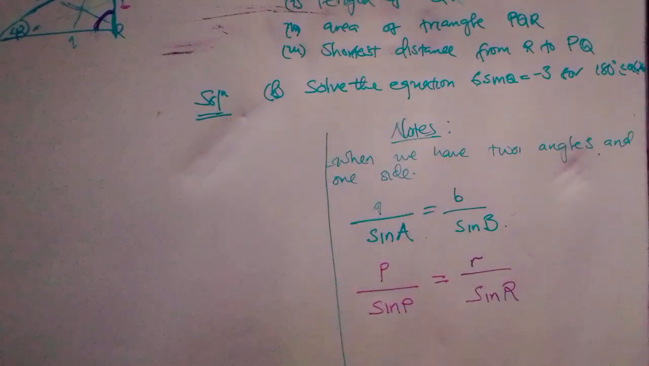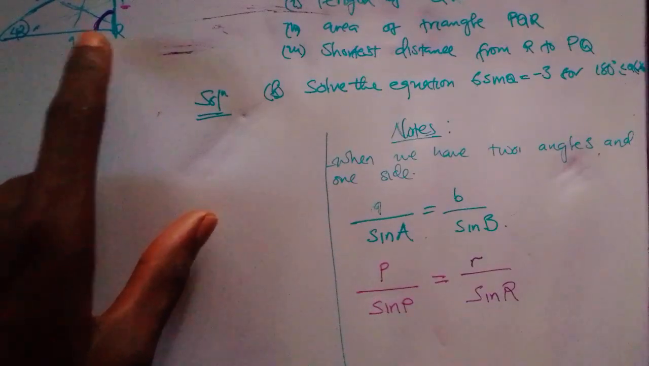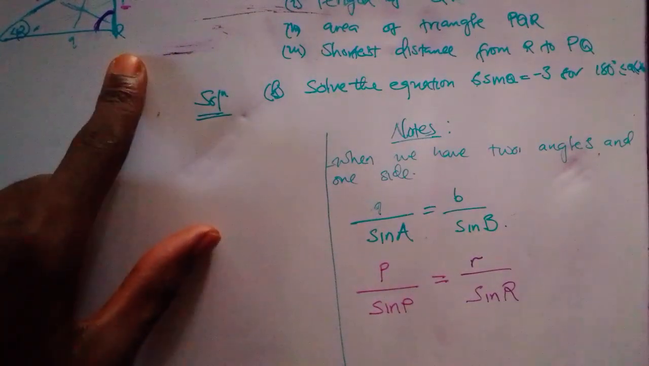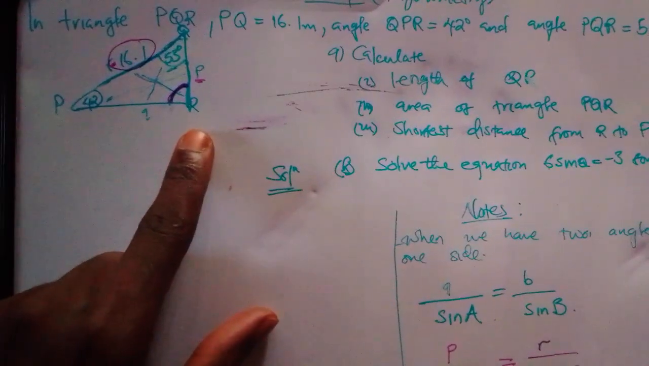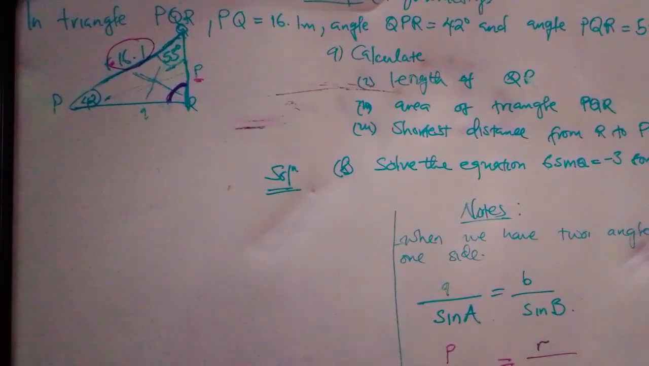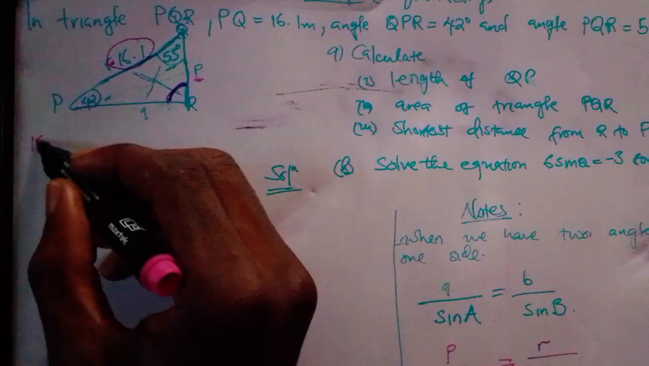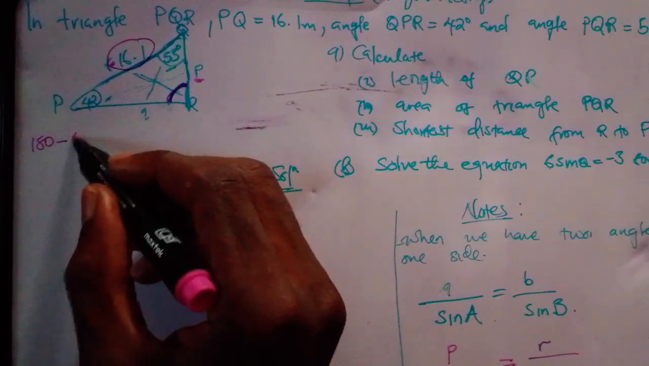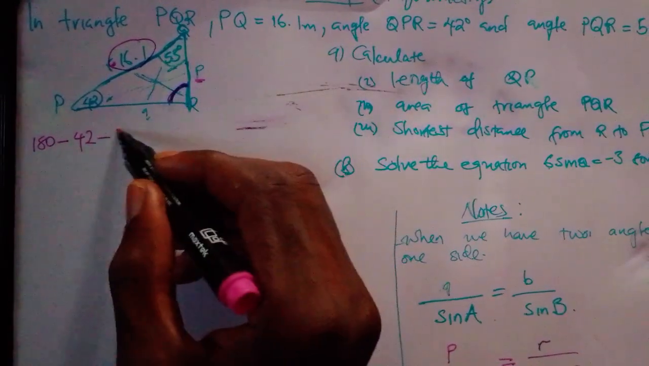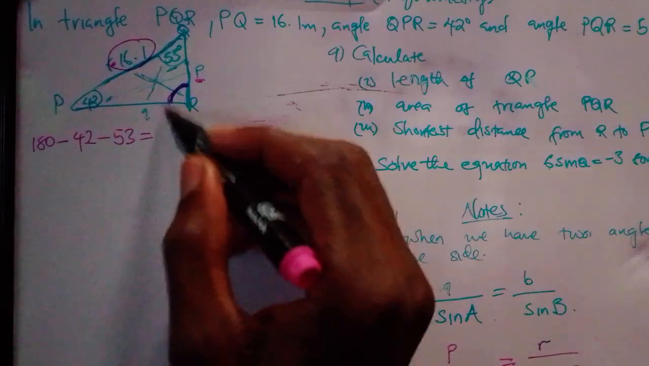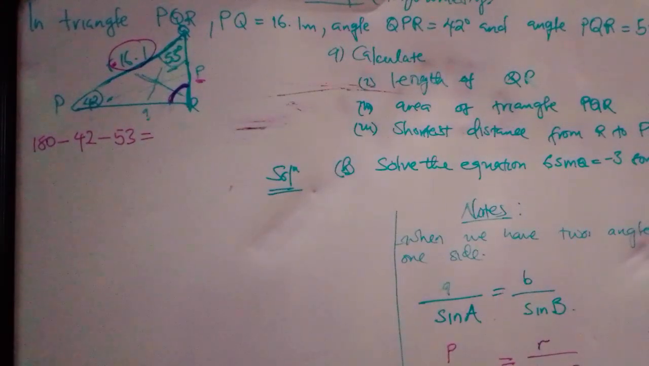So remember, I told you we have to calculate this angle first. So how can you calculate this angle? You say a triangle is 180. So if you subtract 180 minus 42 minus 53, you get the size of this angle.